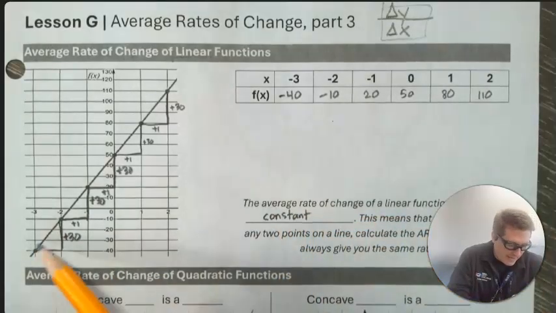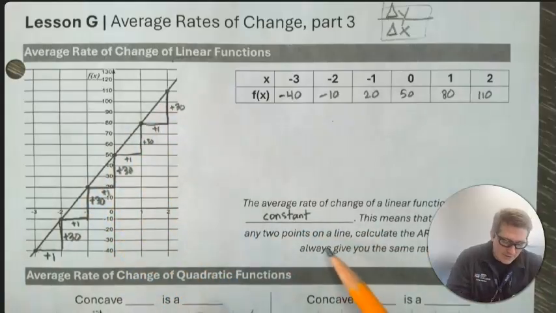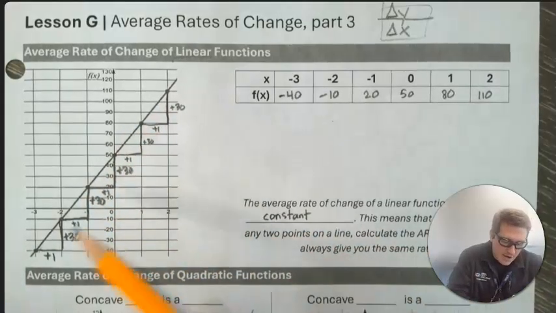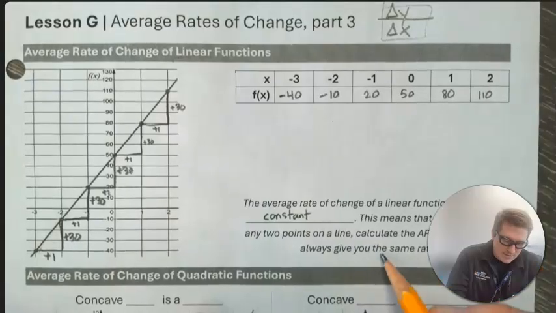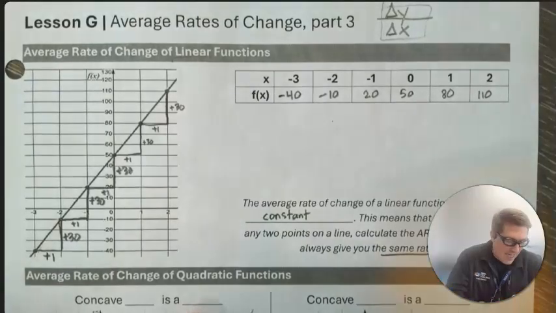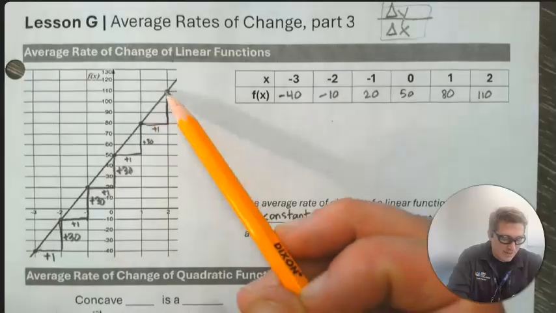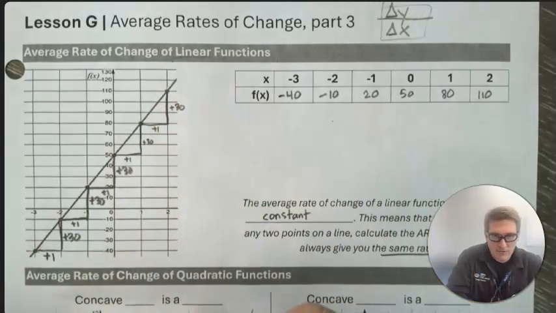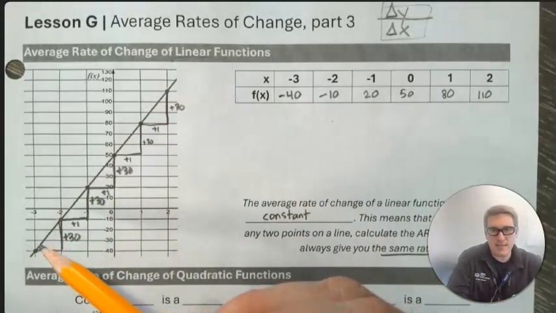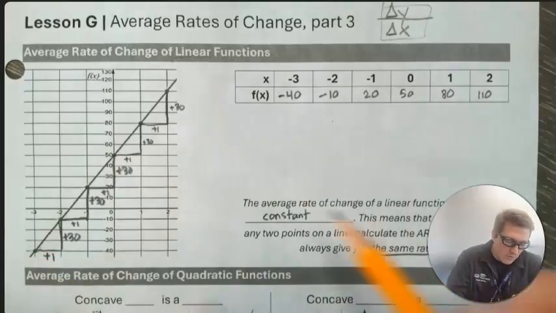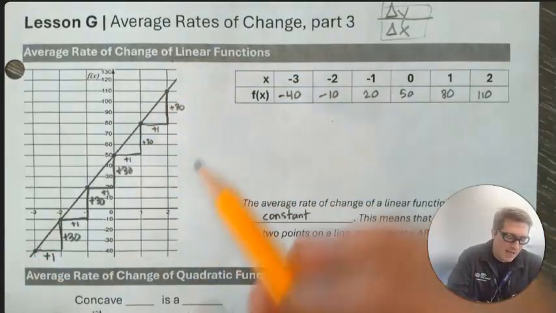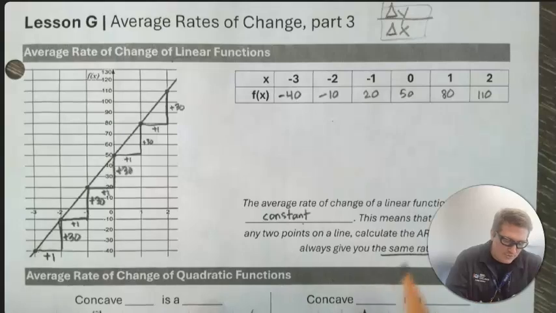This means that if you pick any 2 points and calculate the average rate of change in that area, you will get the same rate every time. And even if you pick the first point and the last point and you calculate the average rate of change, it's going to be the same number. So that's the point. Linear functions have a constant rate of change.